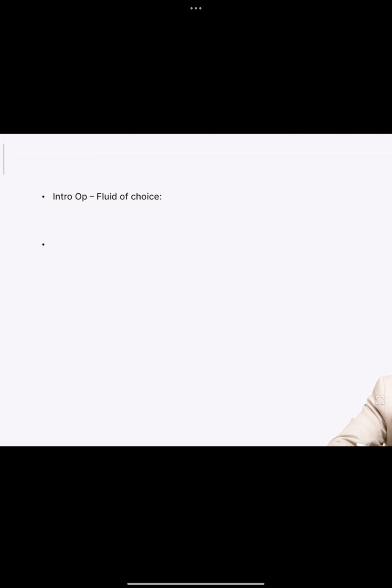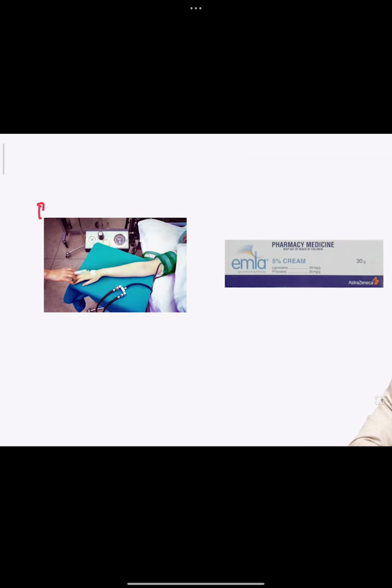Okay. Now again we also need to remember some miscellaneous points, like which is the intraoperative fluid of choice during surgery. It is always guys Ringer's lactate.